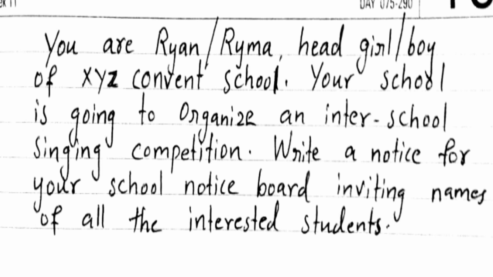It can be Ryan or it can be Raima, and the designation is also clearly mentioned, head girl or boy. So your last point, that means after the body what you need to write, you have already got it from the first line of the question itself, so you need to keep that in mind. Then the issuing authority: who is issuing this notice? That is a school. So XYZ convent school, that is the first point you need to place in your notice.